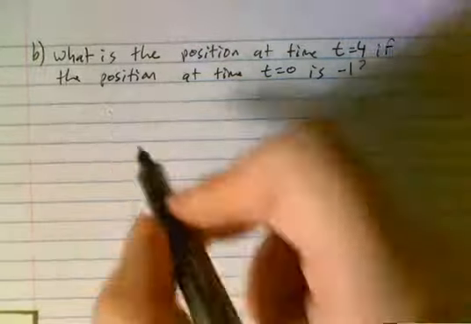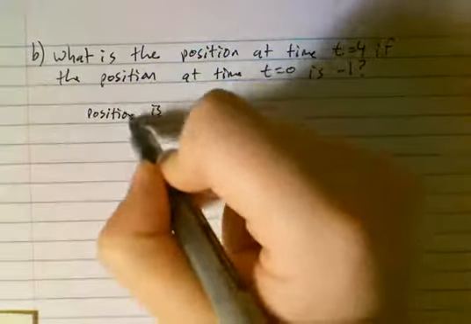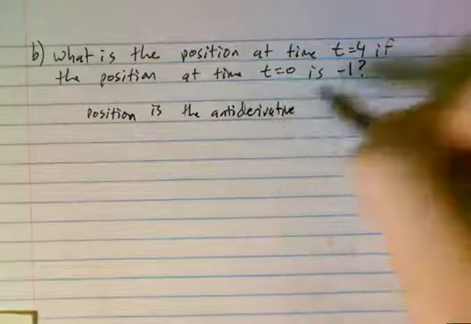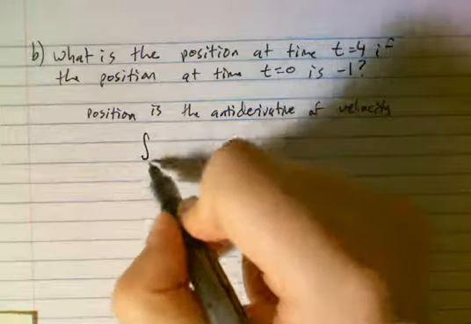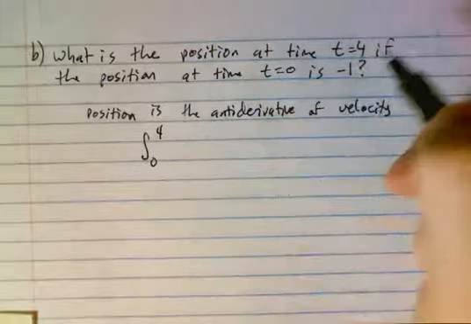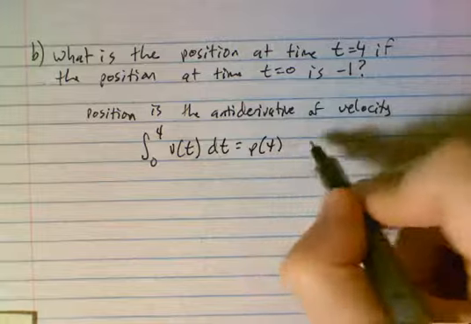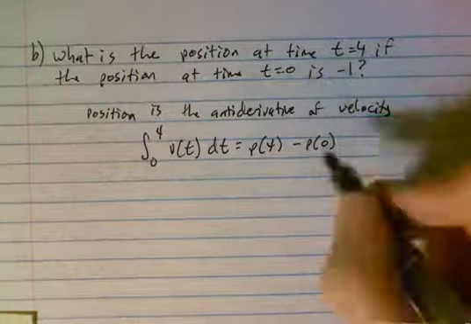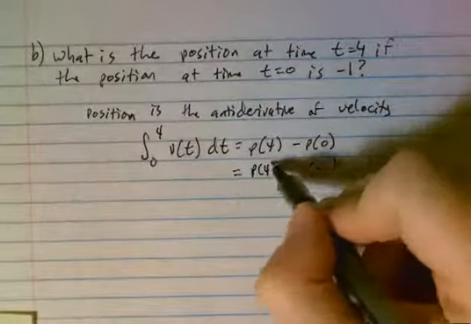Well, we know from before that position is the antiderivative of velocity. So that means that the integral from 0 to 4 of the velocity is position at time t equals 4 minus position at time 0. Now we know when t is 0, position is -1. Position at time t equals 4 is what we're trying to solve for.